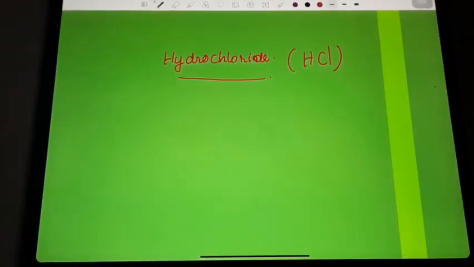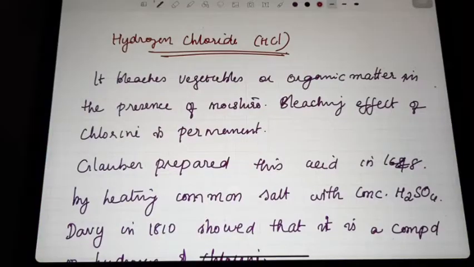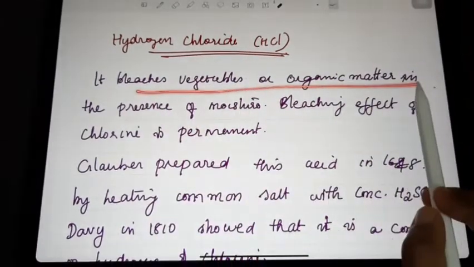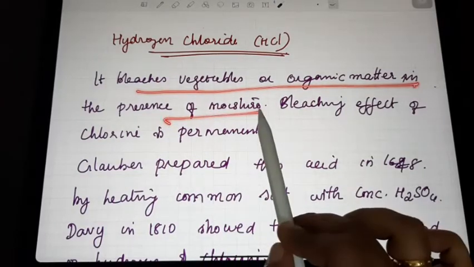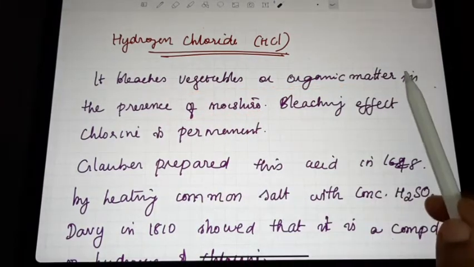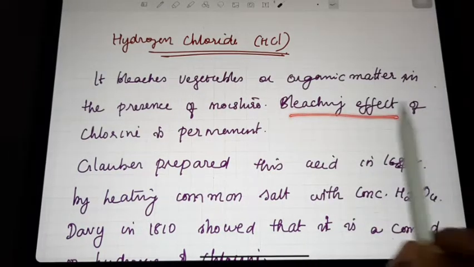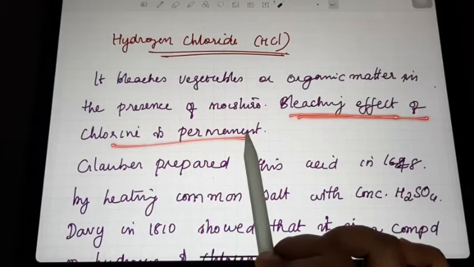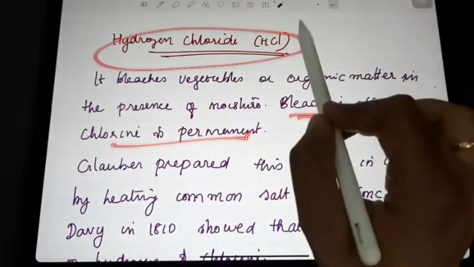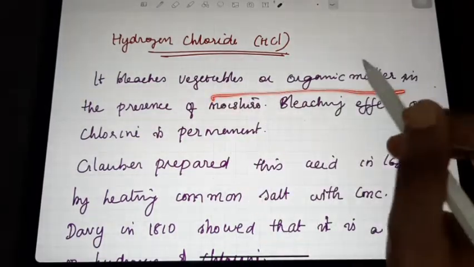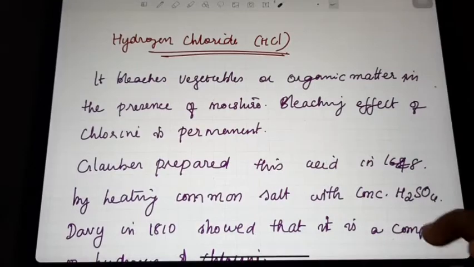Now we can discuss one of the important compounds of chlorine, that is HCl, hydrogen chloride. This hydrogen chloride is very helpful for bleaching vegetables and organic matter in the presence of moisture. We studied this in chlorine, when we discussed its bleaching effect. The bleaching effect of chlorine is very much permanent. So hydrogen chloride, in that chlorine it is included, so it also helps to bleach vegetables and organic matter in the presence of moisture.